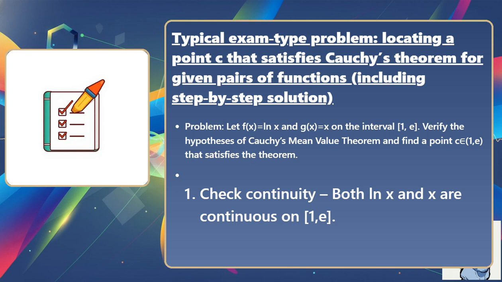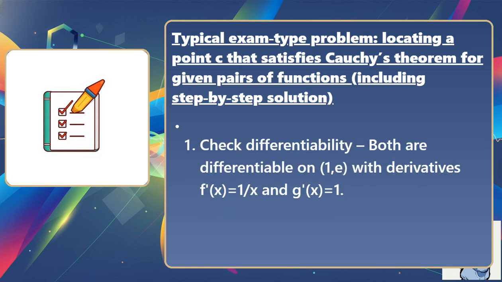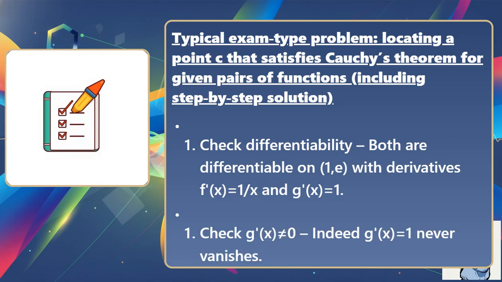Both ln x and x are continuous on [1, e]. Step 2. Check differentiability. Both are differentiable on the open interval (1, e) with derivatives f'(x) equals 1 over x and g'(x) equals 1. Step 3. Check g'(x) not equal to 0. Indeed, g'(x) equals 1 never vanishes.